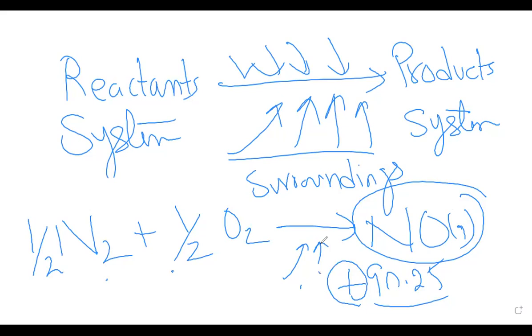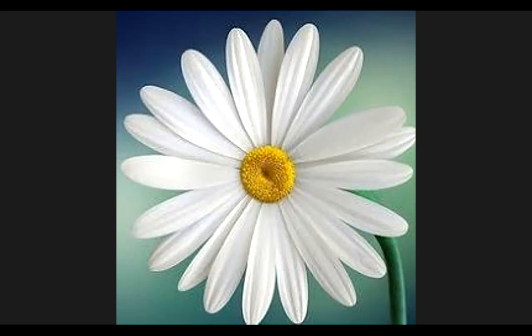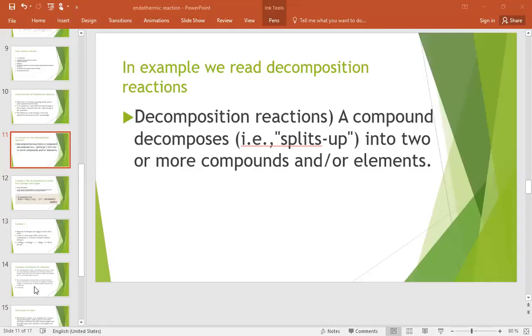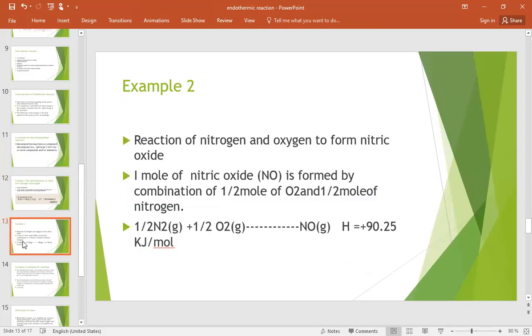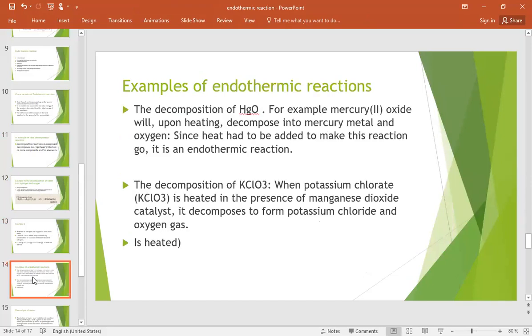As the heat is already absorbed there. So two or three more examples we have already done, and now we are going to move to our starting point. Yes, we were here, we did the decomposition of water. One mole of water is decomposed into one mole of hydrogen and half mole of oxygen. Then we come to example number 2, the reaction of nitrogen to form nitric oxide. Done.